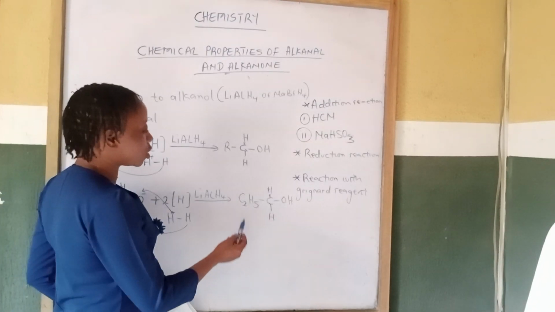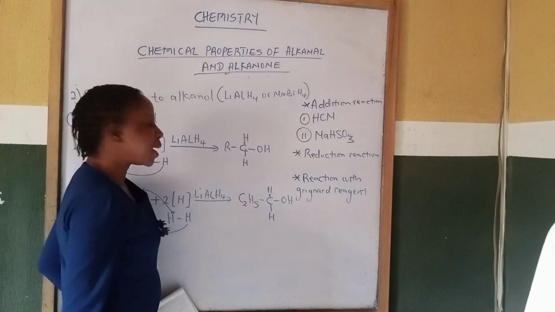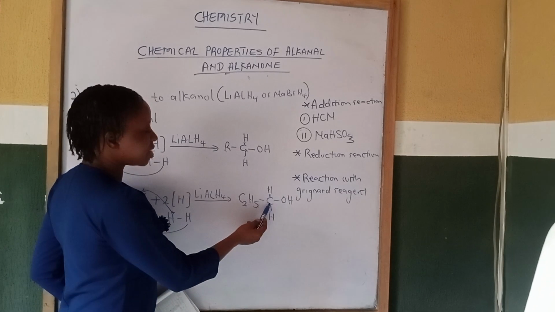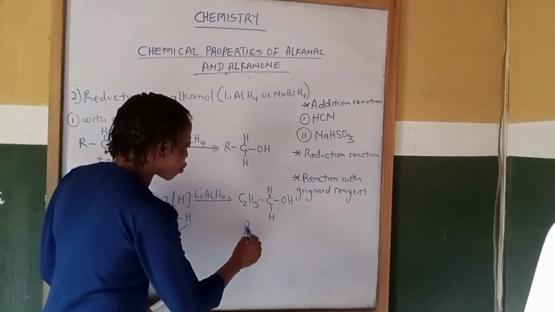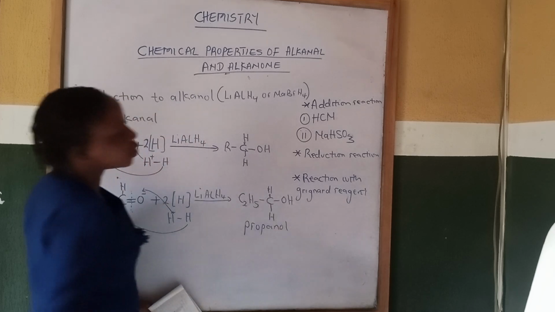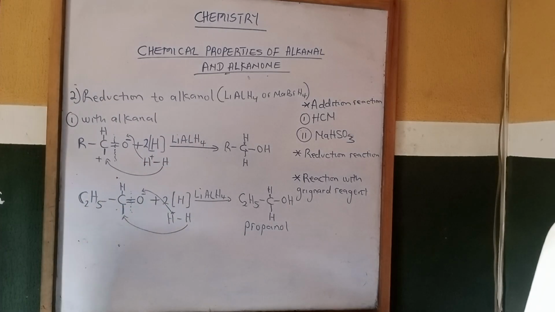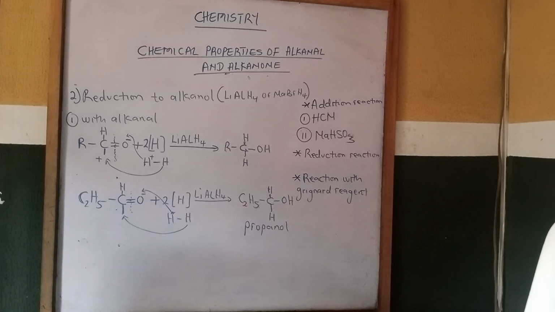So let's name the product formed. An alkanol with 3 carbon atoms is called what? Propanol. 2 here plus 1, that's 3 carbon atoms. That will be the third member of alkanol, which is called propanol. So the name of the product is propanol. So let's move to reaction with alkanone.